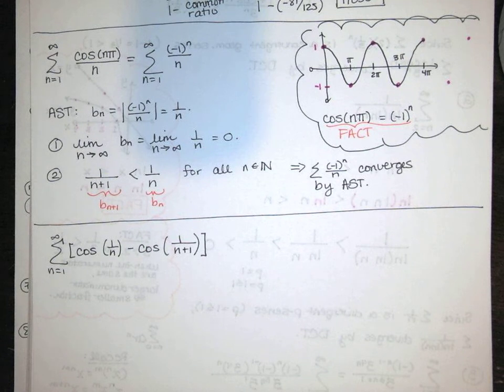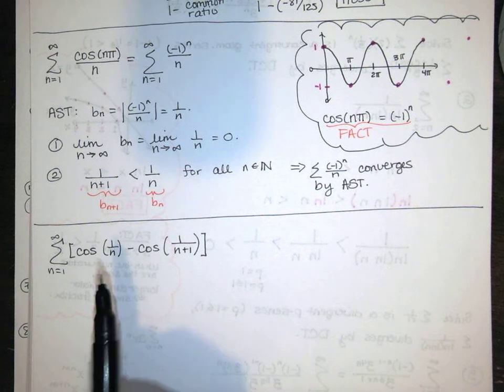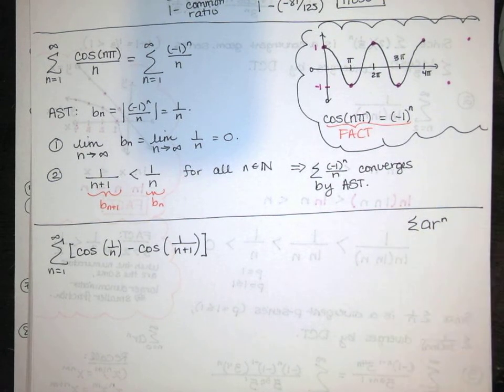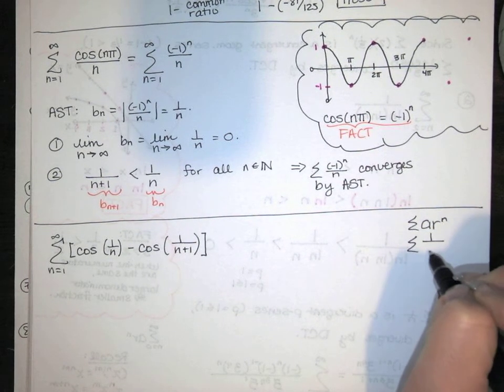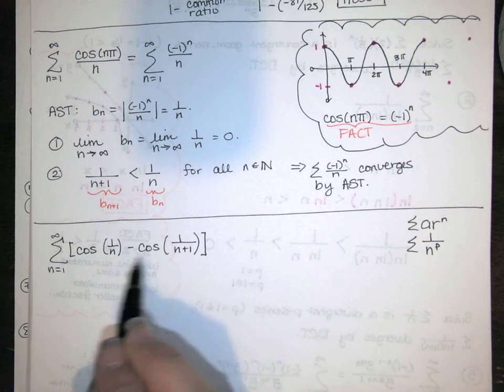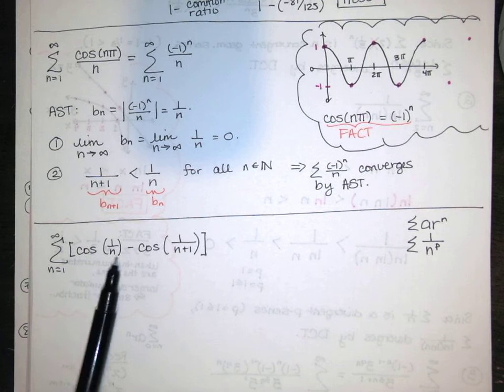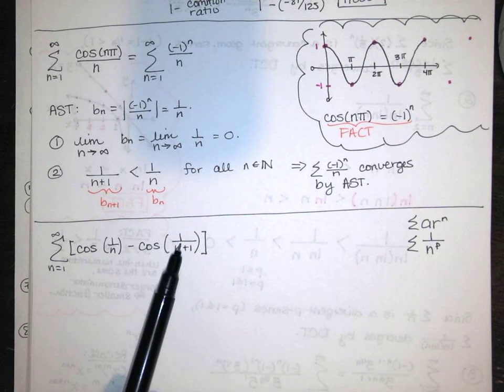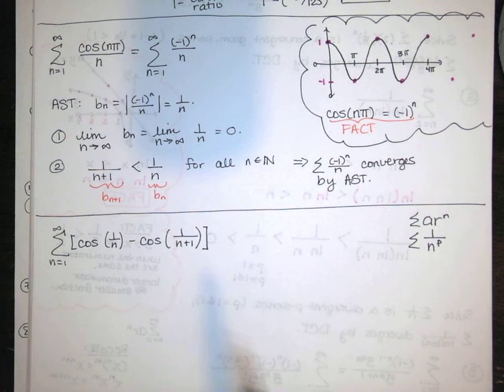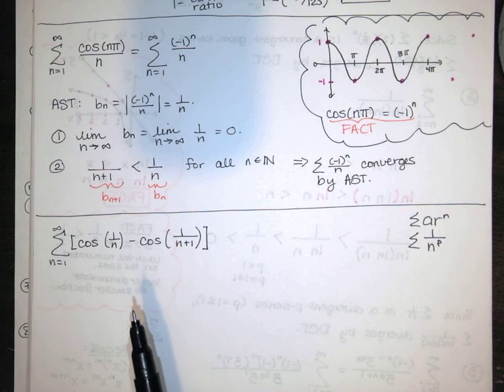Do you know what test to use here? Well, is it geometric or a p-series? No, I don't see a constant times a constant to the n, and I don't see an n to the p power, where p is a number. So it's not one of those. What about the nth term test? As n goes to infinity, do I get something other than 0 here? This approaches 0 and this approaches 0, so I've got cosine of 0 minus cosine of 0, so 1 minus 1, which is 0. So the limit of the nth term is 0, which tells us nothing. So that's not going to work.